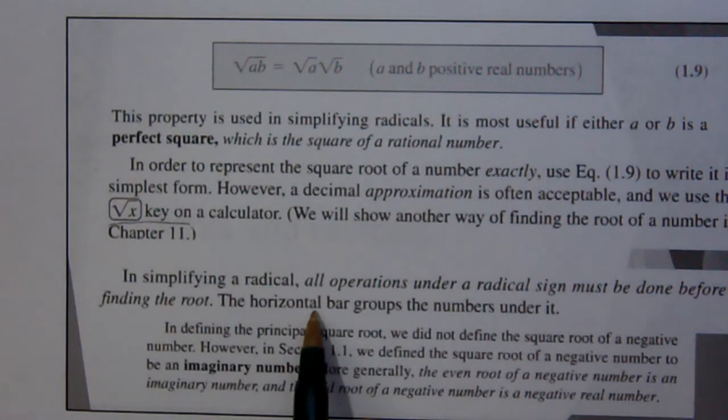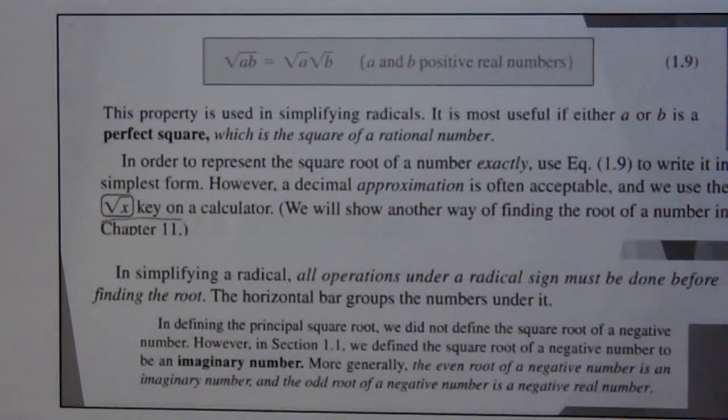From an order of operations point of view, all operations under the radical sign must be done before finding the root. And more generally, the even root of a negative number is called an imaginary number, and the odd root of a negative number is a negative real number. And we'll talk about that more later.